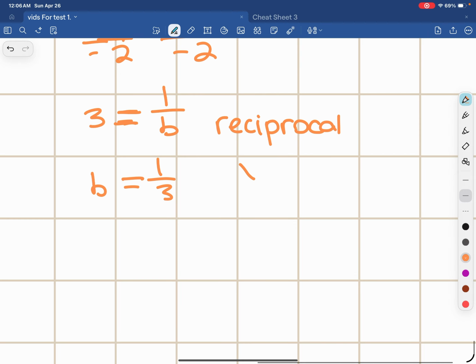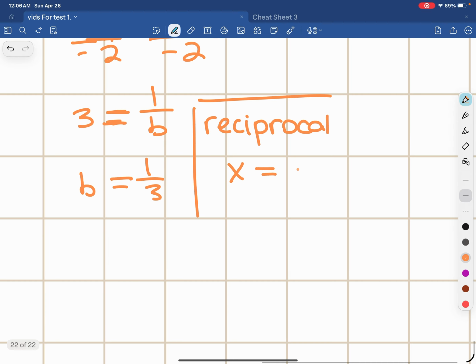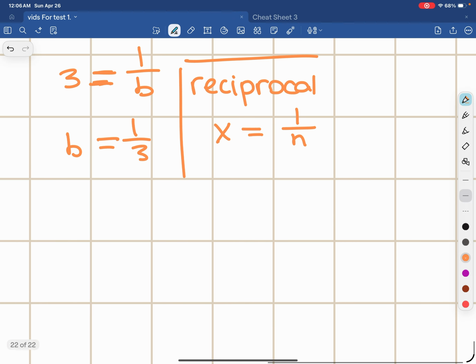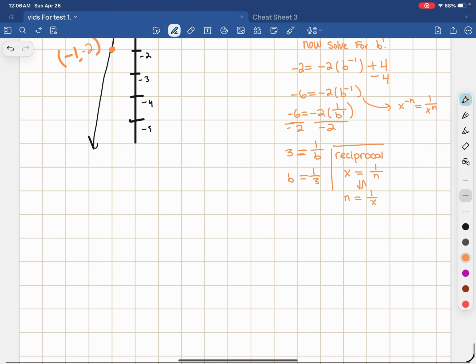So we can write this as x is equal to, let's say, 1 over n. Then in return, we can write as m is equal to 1 over x.